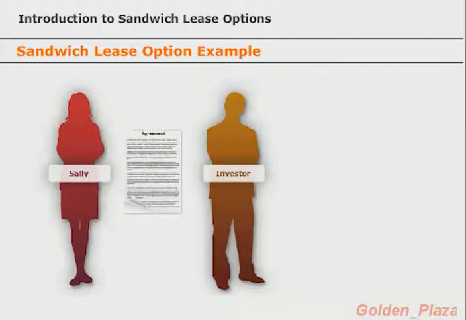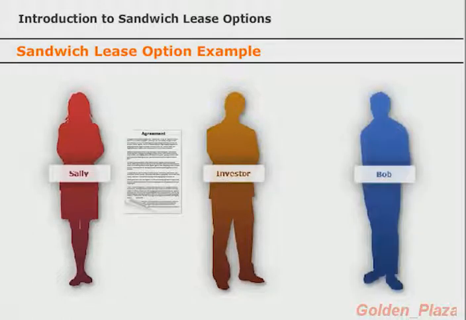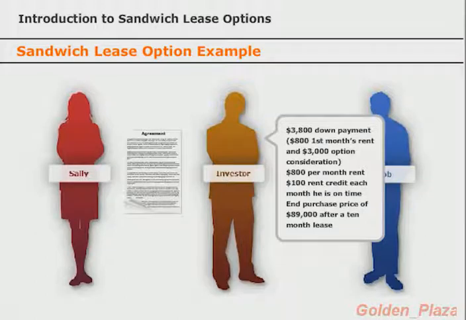Now, once that agreement is in place, you go to your buyer's list and contact one of your buyers. We'll call him Bob, who you feel is a good fit for this property because you know that Bob can't currently qualify for a traditional mortgage loan. Bob takes a look at the property and asks about the terms you are offering. You tell him that all he needs is a $3,800 down payment, $800 first month's rent, and $3,000 as an option consideration. $800 a month in rent, with $100 of that going to credit each month if it is paid on time, and an end purchase price of $89,000 after 10 months.